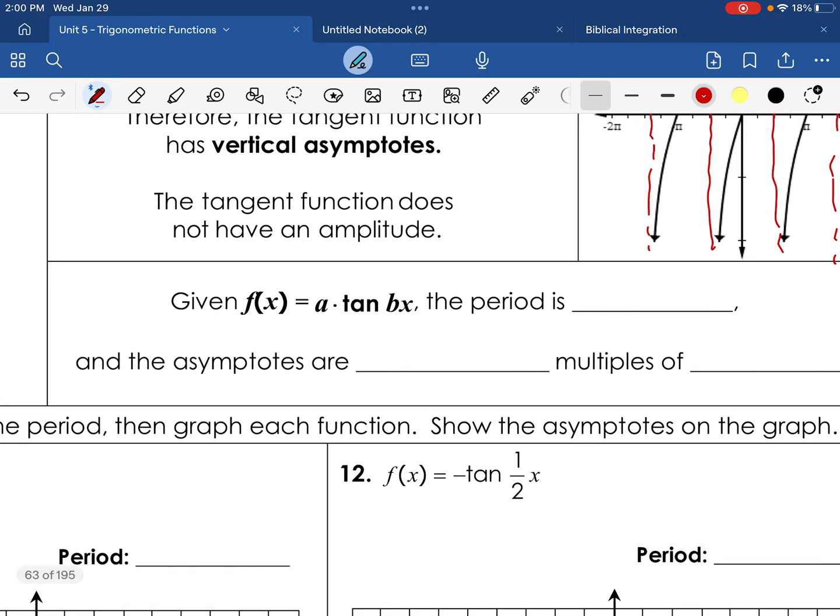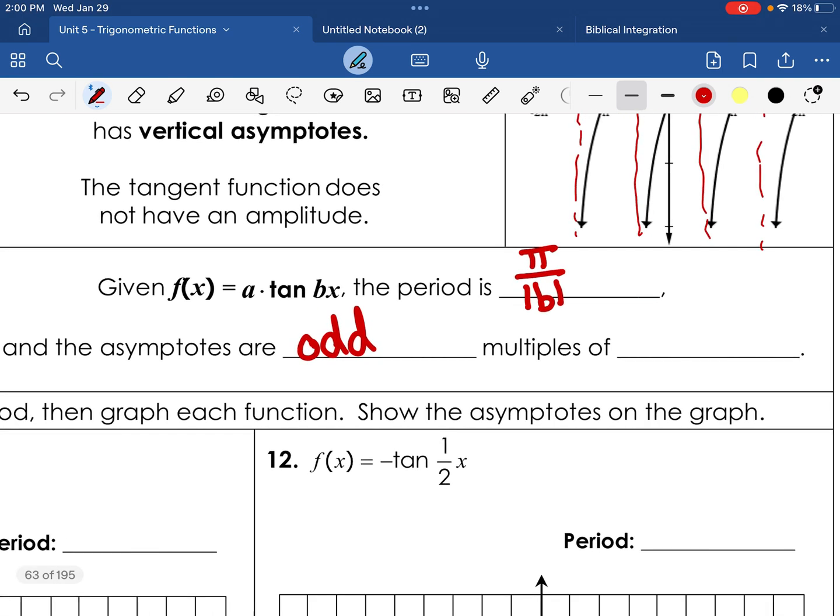Okay, let's fill out these notes. Here is your function. The period is going to be just like the other ones, slightly different. So the period here is going to be pi over the absolute value of b. And the asymptotes are odd multiples of, and this is what's important, pi over 2 times the absolute value of b. And those are the two things you're going to need to do most of this homework.